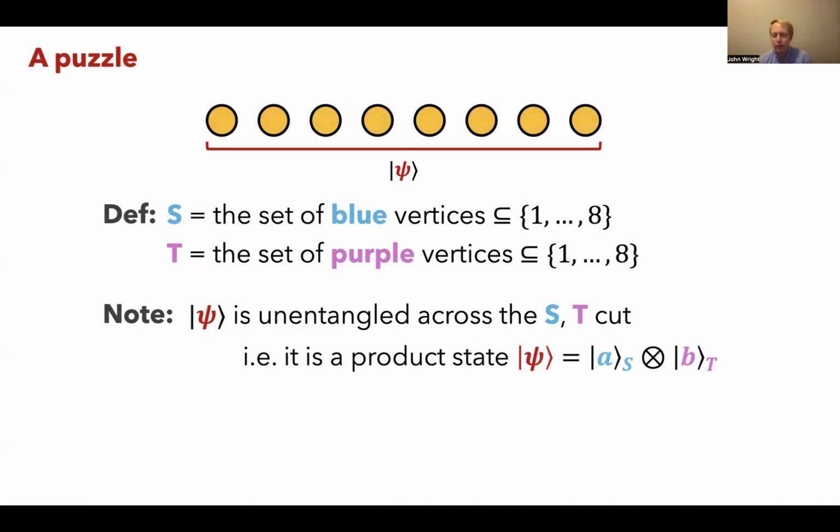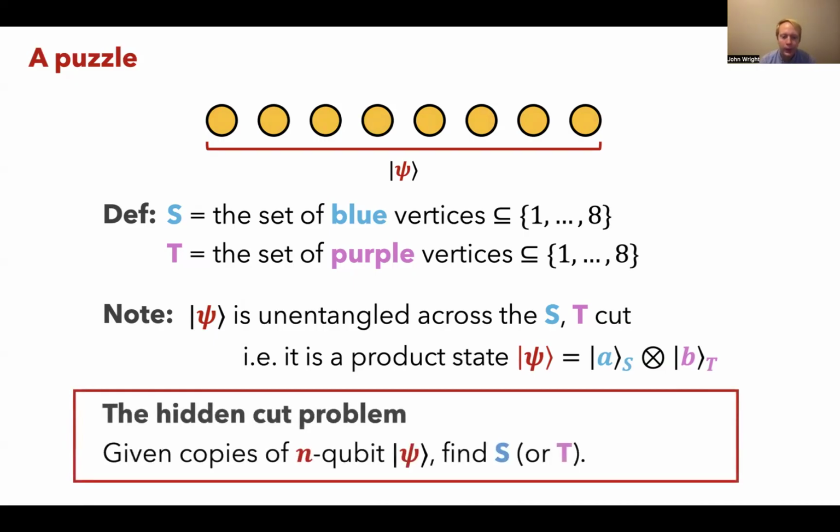So now I'm going to take these 8 qubits and remove their colors. So you no longer see which ones are the blue qubits and which ones are the purple qubits. And the hidden cut problem is the following. You're given copies of this n qubit state psi. In this case, n is 8. And your goal is to find S, the blue vertices, or equivalently to find T, the purple vertices.